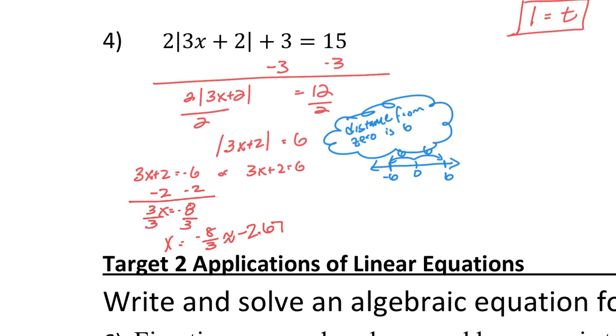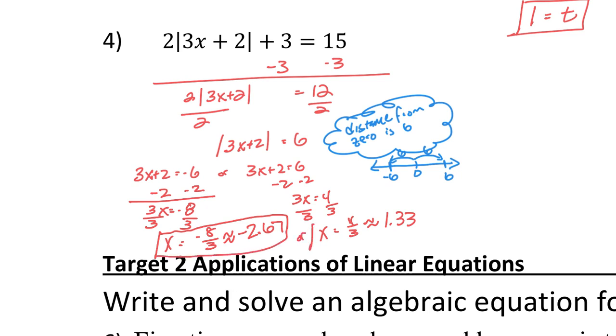When we solve this side here, subtract 2 off of each side, we get 3x equals 4, divide by 3, and we get x equals 4/3, which is about 1.33. And I say that because, again, it doesn't stop at 2 3s. It keeps going indefinitely because it's a repeating decimal. So we get 2 answers here. We get x equal to negative 8/3, or negative 2.67, or x equal to 4/3, 1.33.